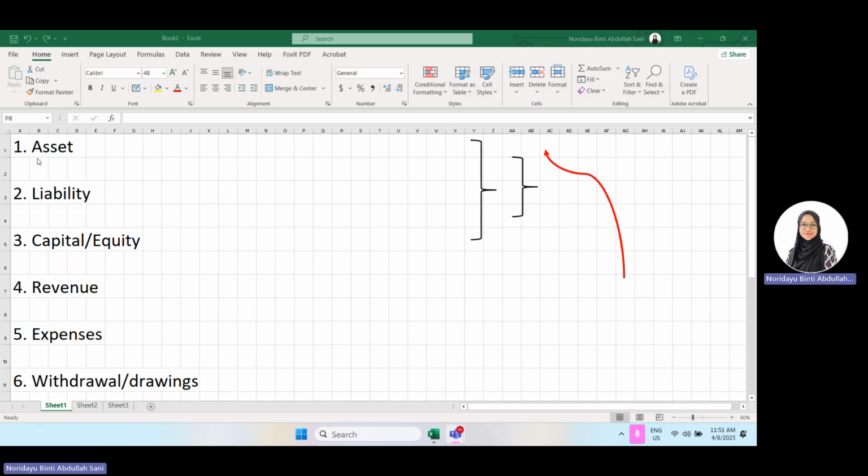Number 1 until number 5 consist of asset, liability, capital or equity, revenue, and expenses. And the last one is withdrawals, and later I will explain to you how this account affects your capital or equity. This is a very special account. All right, so let's go to the first one, which is your asset.